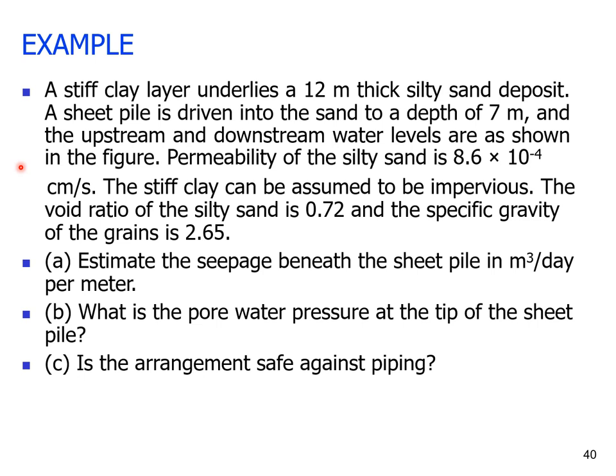Permeability of the silty sand is 8.6 into 10 to the power minus 4 centimeter per second. The stiff clay can be assumed to be impervious. The void ratio of the silty sand is 0.72, and the specific gravity of the grains is 2.65. Part A. Estimate the seepage beneath the sheet pile in cubic meter per day per meter. Part B. What is the pore water pressure at the tip of the sheet pile? C. Is the arrangement safe against piping?